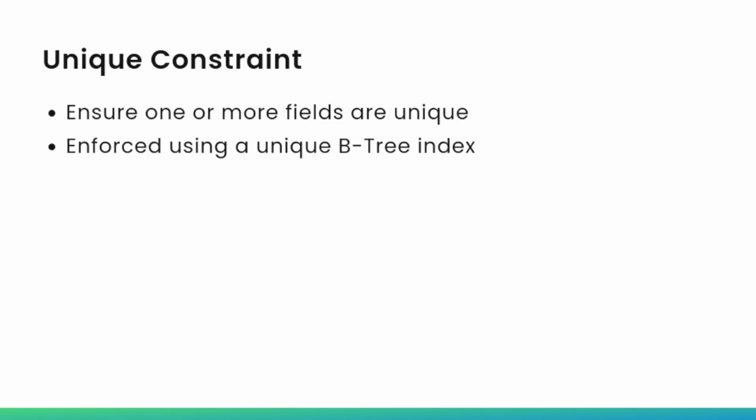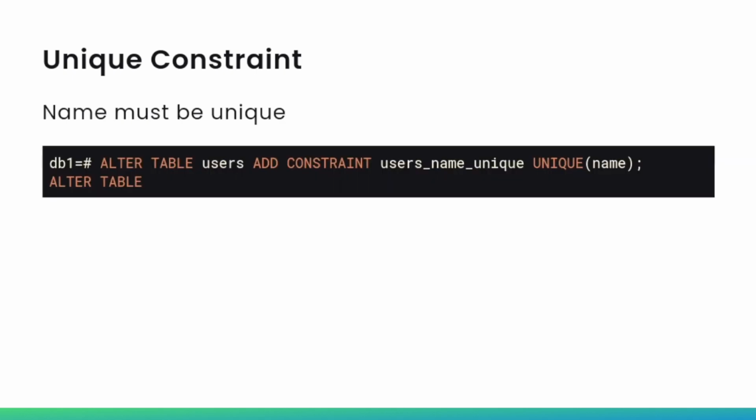So when we add a unique constraint, behind the scenes Postgres is going to create a unique B-tree index to enforce this constraint. So whenever we insert a new row into the table, Postgres is going to use this index to make sure that there are no duplicate values.